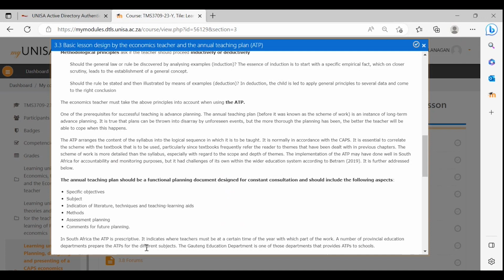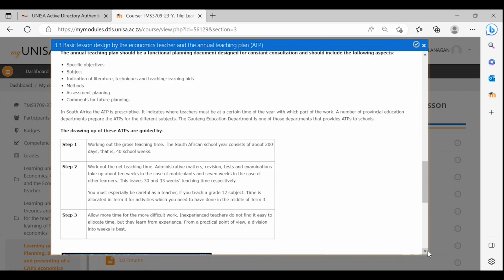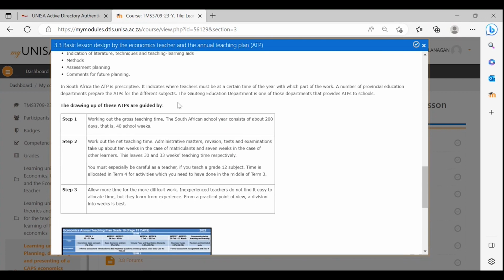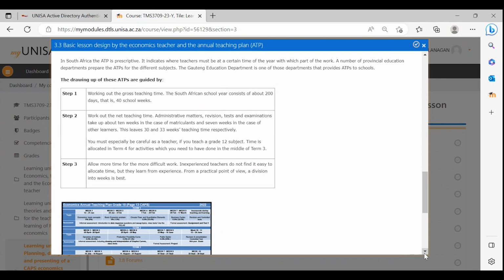So that when a learner changes schools, it is not difficult for him to catch up at the next school, because all schools should more or less be at the same place in the syllabus. The drawing up of these ATPs is guided by the CAPS. As I said, you may have to know this, but the ATPs are normally sent to the schools, and the ATP has been worked out by the department.